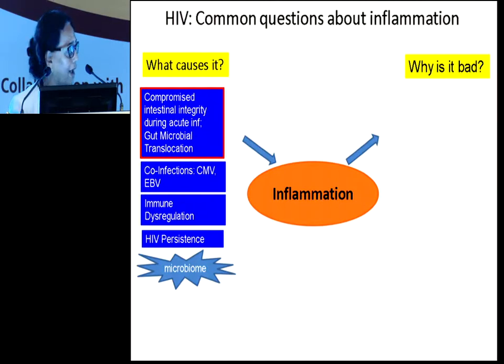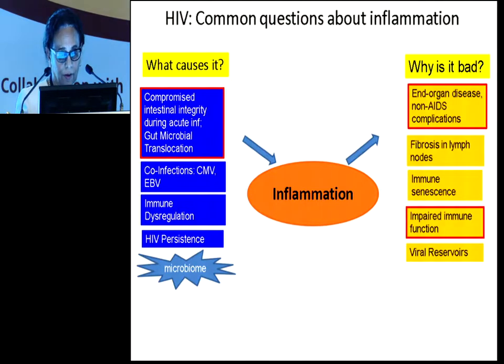Then activation of co-infections such as CMV and EBV, which you also heard about this morning, leads to inflammation. And with HIV, there is immune dysregulation. There's HIV persistence. The virus is not eradicated. It settles into latent reservoirs. And then, of course, we've heard a lot about the microbiome in HIV. It's altered, and that is also one of the factors leading to inflammation.